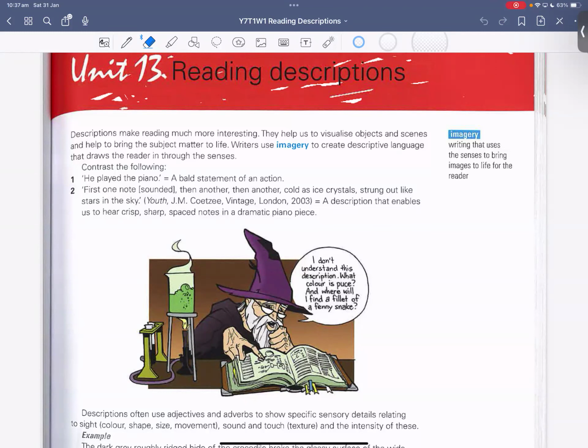Can anyone recognize any techniques in that line? Anyone recognize? Yes? Metaphor. Metaphor, yes. So cold as ice crystals. What else do we see in the back? Simile? Simile, great. Because we have the use of like. The comparison here, strung out like stars in the sky. There's one more between stars and sky. Does anyone know that one? Starts with an A. Alliteration, great.